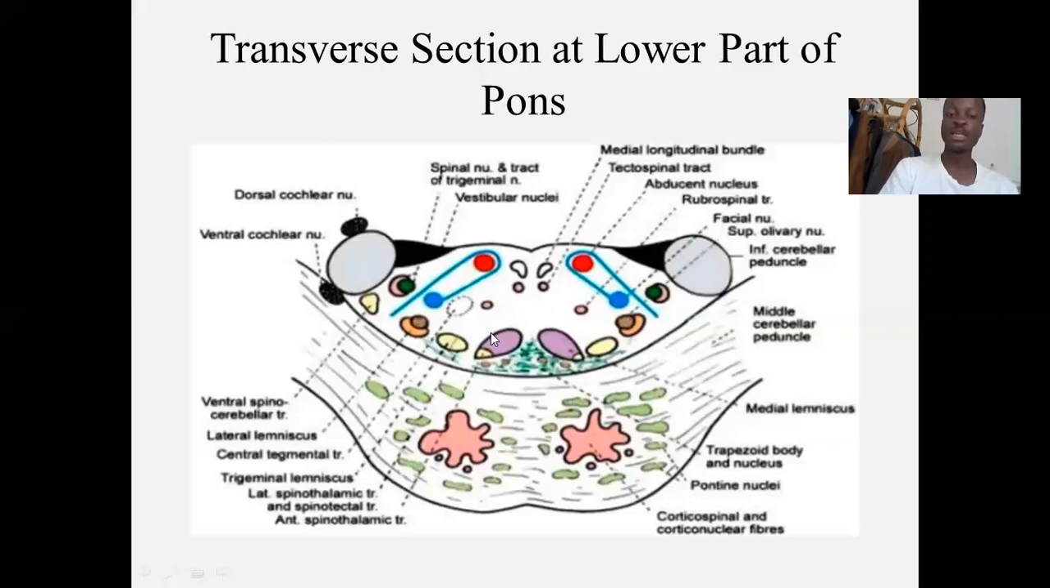Then if you look at the tegmentum of the pons, this is going to be the inferior cerebellar peduncle. And notice it's going to separate the dorsal cochlear nucleus and the ventral cochlear nucleus. This is still the ventral spinocerebellar tract. At this level, you no longer have the dorsal spinocerebellar tract because it has already entered the cerebellum via the inferior cerebellar peduncle, right? Then also in this region, you can now see the lateral lemniscus, which is this one, and its nucleus, right?